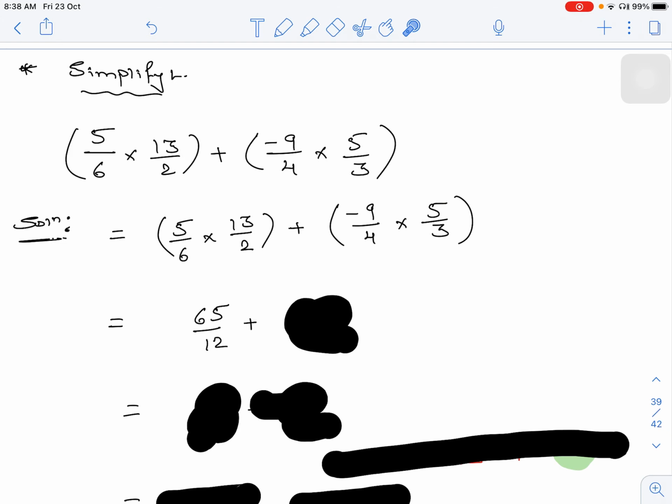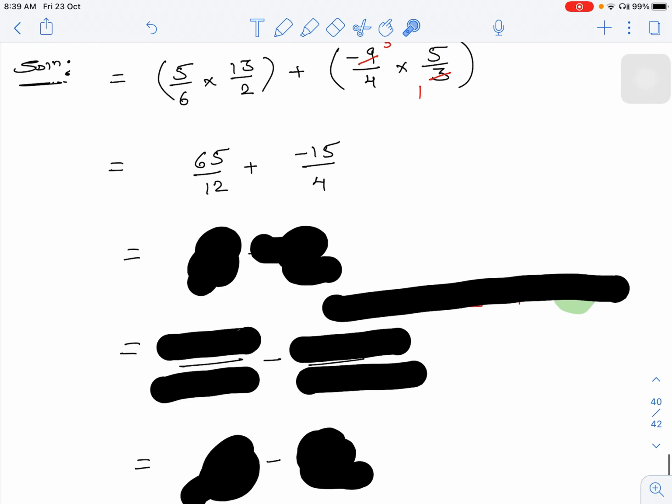Now here it can be seen that we can make some cancellation. How? 3 1s are 3, 3 3s are 9. No other numbers can be cancelled. Now minus into plus will become minus, and 3 5s are 15. Here 4 ones are 4. In the next step, as it can be seen that here it is plus and here it is minus, it is better to change the sign here only for an easy answer. Plus and minus, opposite signs, will become minus. So in the next step you will get 65 upon 12 minus 15 upon 4.